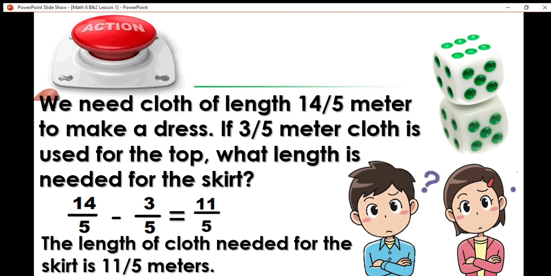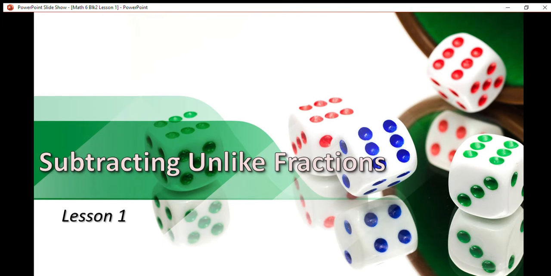So what did we do? We copied the denominator because it is the same and subtract our numerator. So it is the same process of adding like fractions. So today we will have now the topic of subtracting unlike fractions in our block 2.